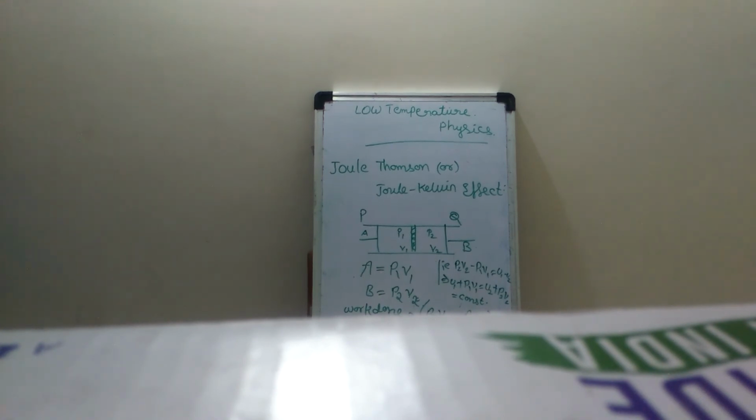Below the inversion temperature, experiment shows that P2 V2 is greater than P1 V1. At the inversion temperature, P2 V2 equals P1 V1. Above it, P1 V1 is greater than P2 V2. Thus, the internal energy of the gas will increase and hence the temperature will rise. Now, this is the importance of the Joule Thompson effect.